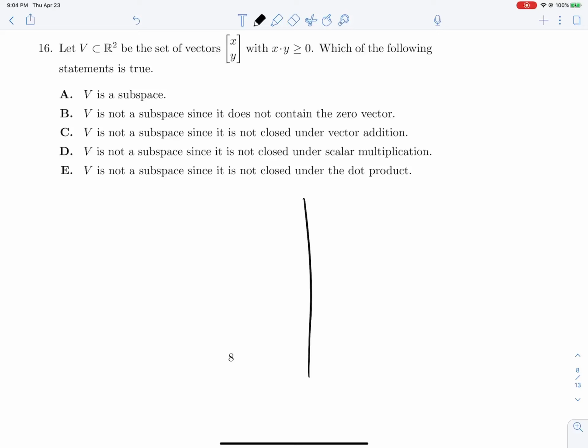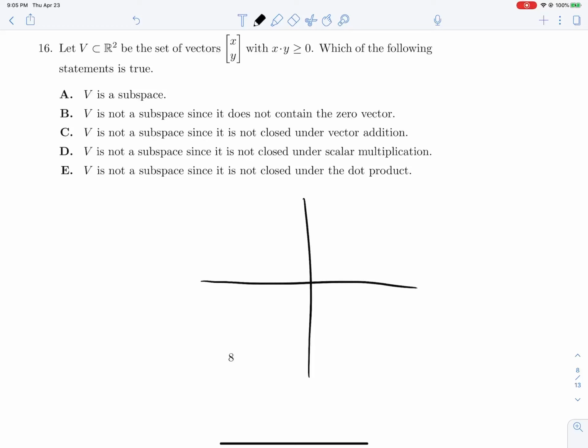Let's plot this out graphically with all of the subspaces of Rn. It's usually easier to think about them graphically, whereas subspaces of Pn, you really have to test all the properties by hand. So we know that x times y is greater than or equal to 0, and as a result, either both x and y have to be positive or they both have to be negative.